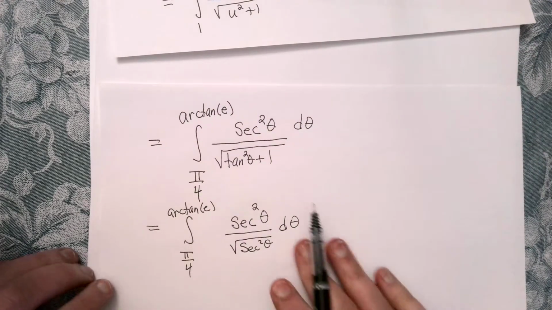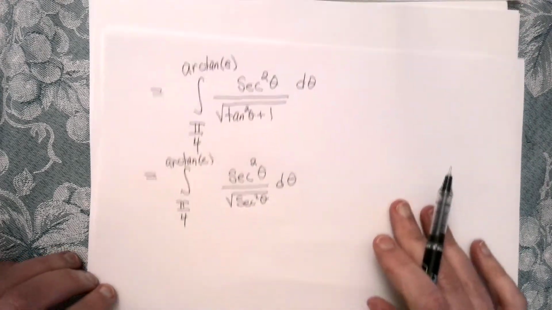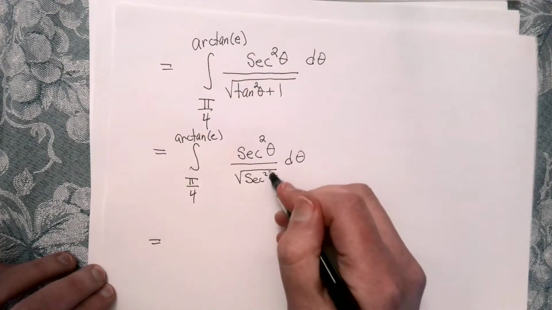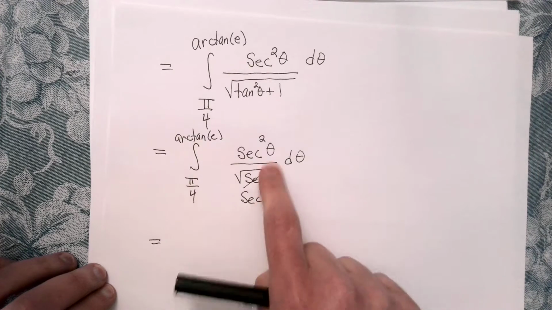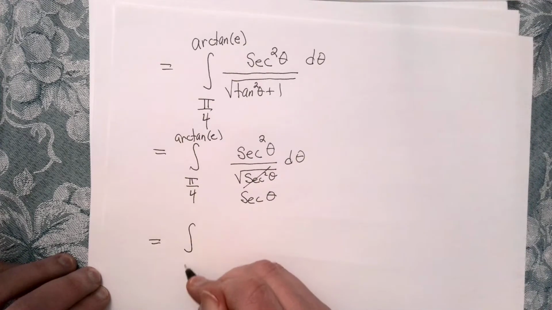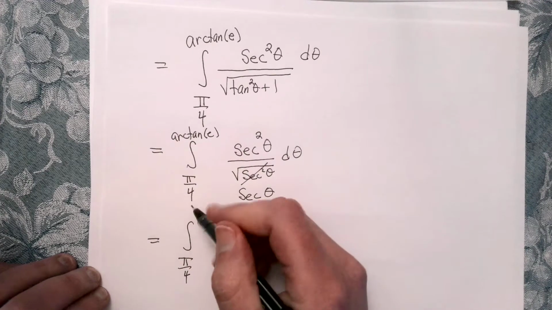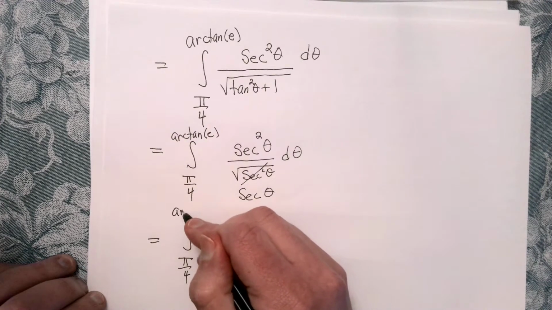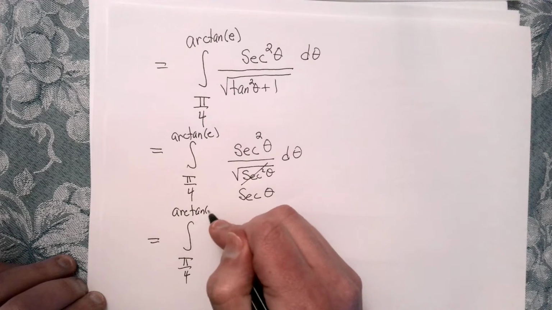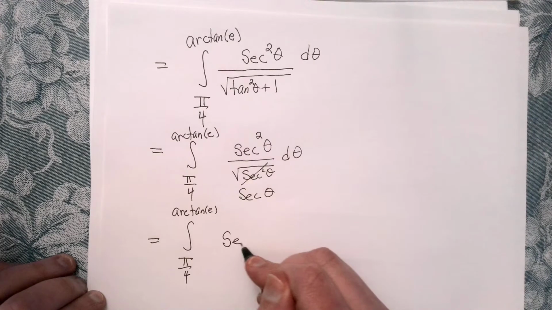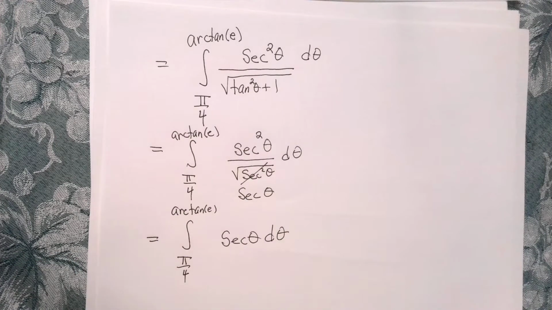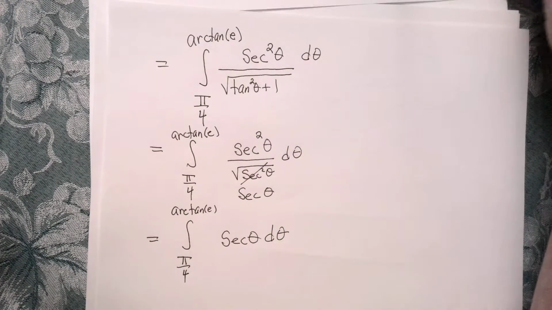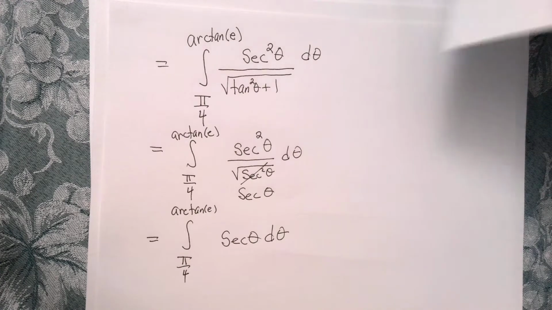And so on this interval, I don't have to worry about absolute values. So that'll be secant, which will cancel out with a factor of secant here. And so it looks like we've got the integral from pi over 4 to the arctan of e of secant of theta d theta. Okay, so that's pretty nice. We've got a classic result here.